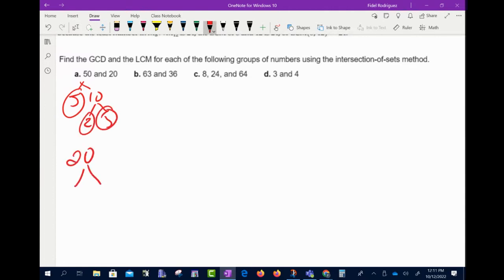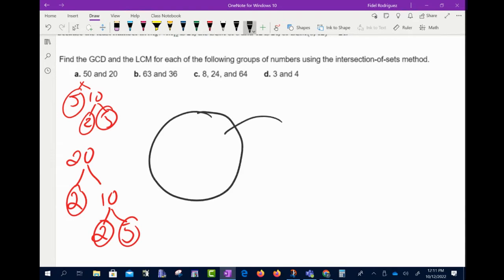Let's do the same thing with 20. What 2 numbers multiply to 20 besides 1 and 20? 2 and 10, good. We can't break down the 2, but we can break down the 10 into 2 and 5, right? Okay, so this is what we're going to do, y'all.